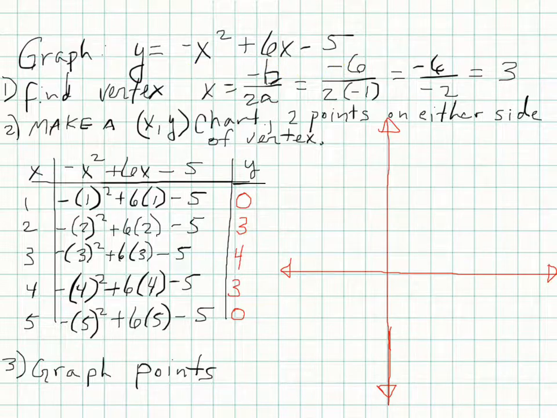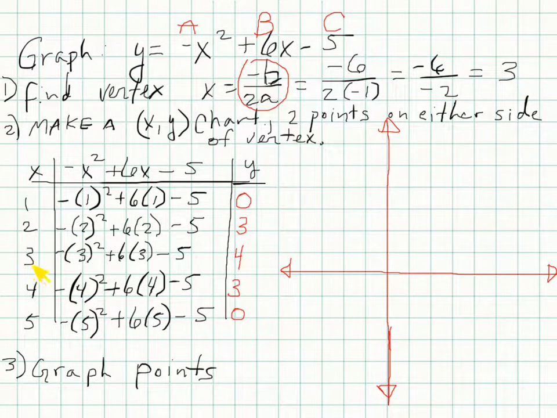So to find the vertex, we stick these numbers in here. Remember that this number is A, this number is B, positive 6, and negative 5 is what we would consider to be C. So that's what we're going to stick into this equation, the opposite of b over 2a. Well, b is positive 6, the opposite of positive 6 is negative 6, over 2 times a. A is negative 1, so we put negative 1 in. So the x-coordinate of the vertex is negative 6 over negative 2, which is positive 3.